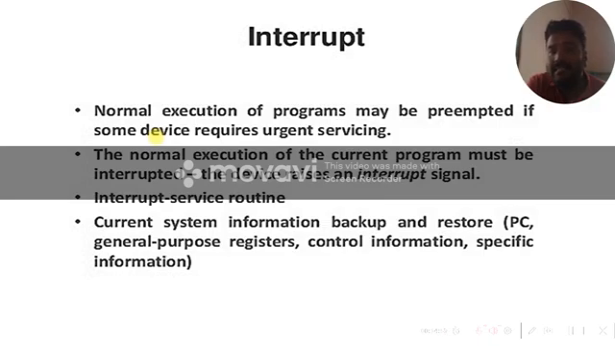The device raises a signal, and that signal is called an interrupt. There are different types of interrupts, interrupt 0, 1, 2, 3 and so on, which specify hardware interrupts, software interrupts, and other kinds of interrupts. For handling these interrupts, we have a special routine called the interrupt service routine. The current system information is backed up or restored, and for this purpose also we use the interrupt as a signal. So an interrupt is a process that is made to wait for a particular period of time until another important task is completed.